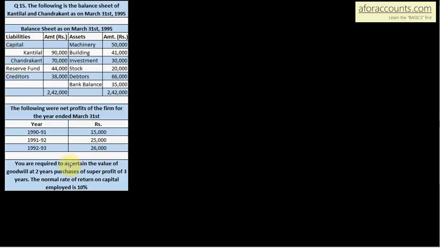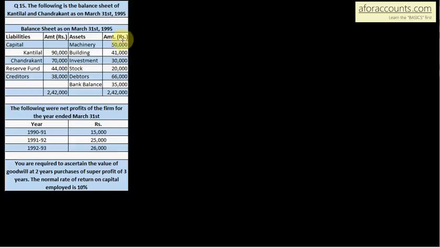Okay, you are required to ascertain the value of goodwill at 2 years purchase. In the last step, 2 years purchase will be used, of super profit of 3 years. Okay, the normal rate of return on capital employed is 10%. NRR is 10%. So first step, you will find capital employed, because our general step is normal profit is equal to capital employed into NRR. We don't have the capital employed, so find the capital employed.